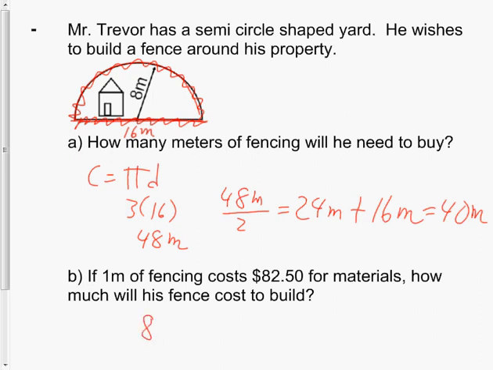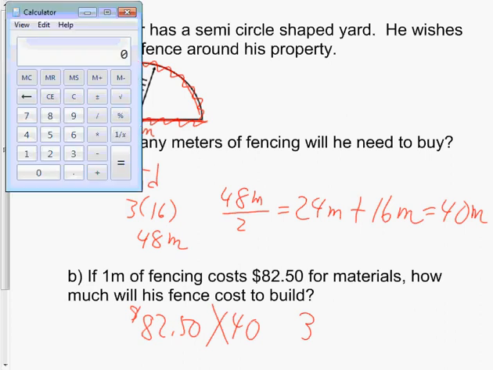If you take $82.50 per meter of fencing and multiply it by the 40 meters of fencing he needs, you end up with $3,400. Is that right? $82.50 times 40 is $3,300. And that's your answer for that.